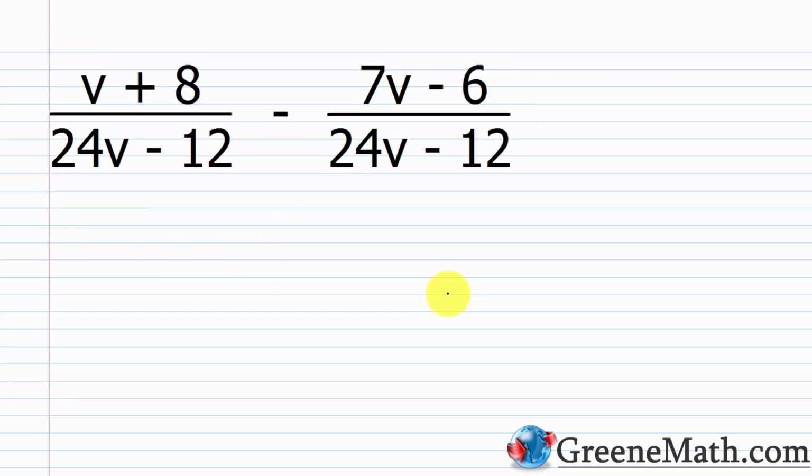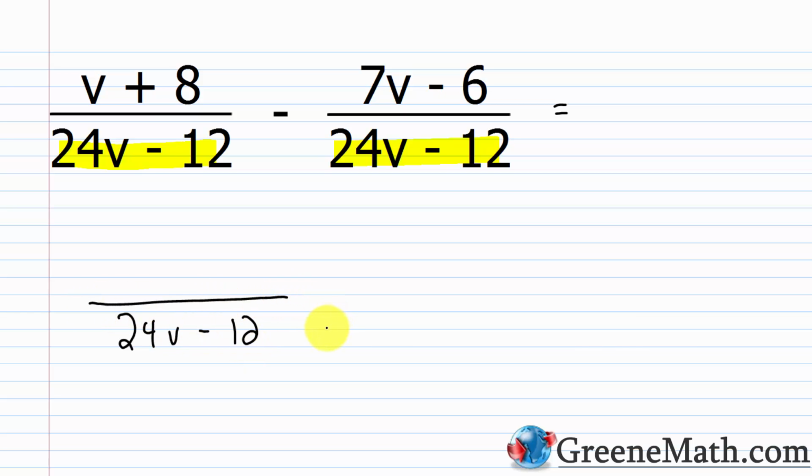Okay, so now let's take a look at one with subtraction. So we have v plus 8 over 24v minus 12. And I'm subtracting away 7v minus 6 over 24v minus 12. Very important that you realize that this whole thing is being subtracted away. So that means I want to put my numerator inside of parentheses when I go to do the subtracting. And we'll do that in a second. Now, I have a common denominator. That common denominator is 24v minus 12. So I'm just going to put 24v minus 12 down here.